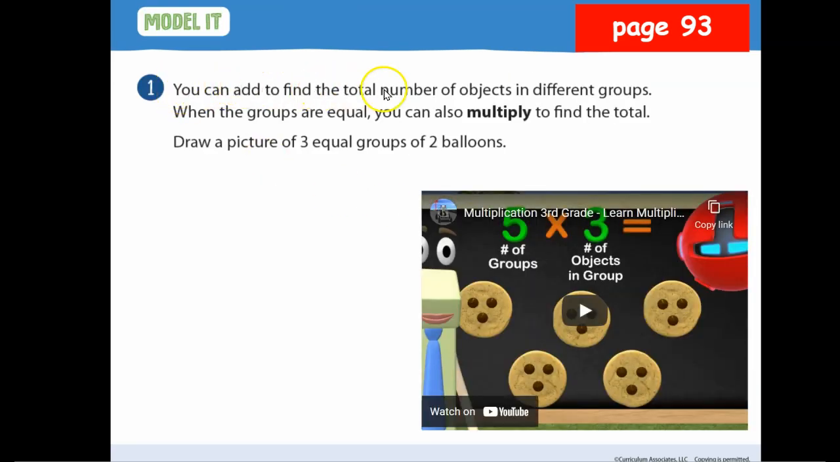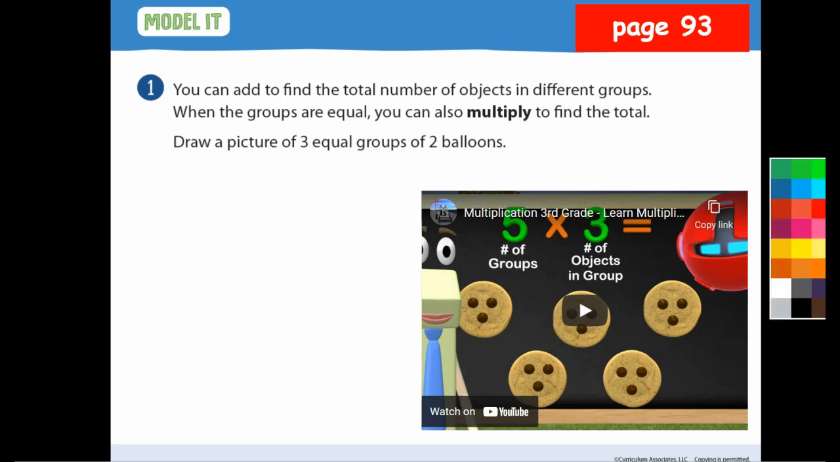It says you can add to find the total number of objects in different groups. When the groups are equal, you can also multiply to find the total. So draw a picture of 3 equal groups of balloons. Okay. So do this together before we watch the video.